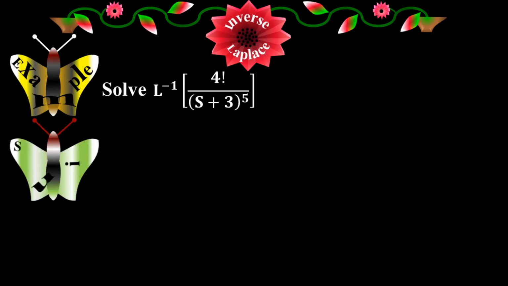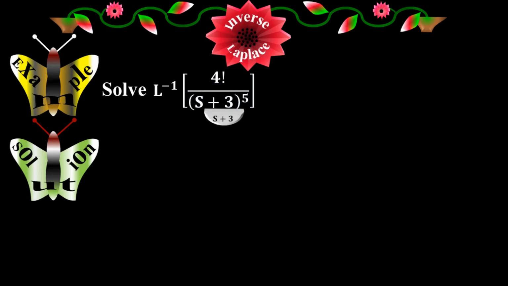Example. Solve inverse Laplace of 4 factorial over (s plus 3) to the 5. Again, if you look at the given equation, my function f of x is the combination of two subfunctions. Let me find the inverse Laplace here. Solution. One function is 1 over s plus 3, and the other function is 4 factorial over s to the 5.